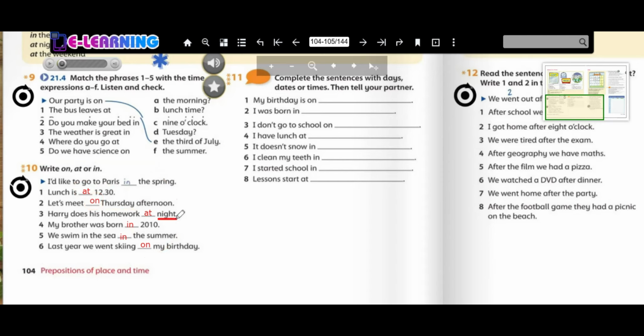So number 3, night. So we use "at". Number 4, we use "in" because 2010 is the year. Number 5, we use "in" because the summer is the season. That's right, the period of time. 6, we use "on" because my birthday is the day, the date. Okay.